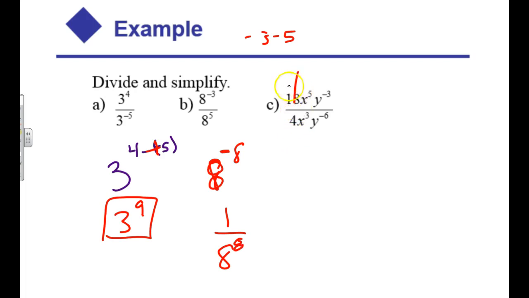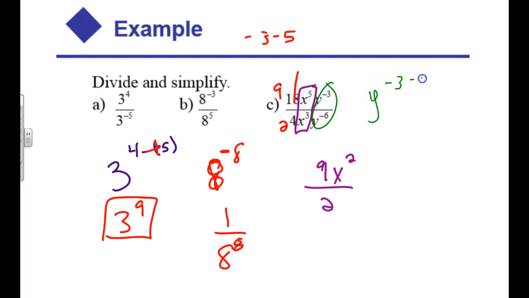18/4 reduces. I can divide top and bottom by 2, so this becomes 9/2. So I'm going to have a 9 up top and a 2 down bottom. Let's deal with the x's. If I just look at the x's, I'll rewrite the base, which is x, and subtract 5 minus 3, which is 2. If I do that also with the y's, I'll rewrite the base, which is y, negative 3 minus a negative 6, which will give me y to the, well, this is really a positive in here, so this is really negative 3 plus 6.